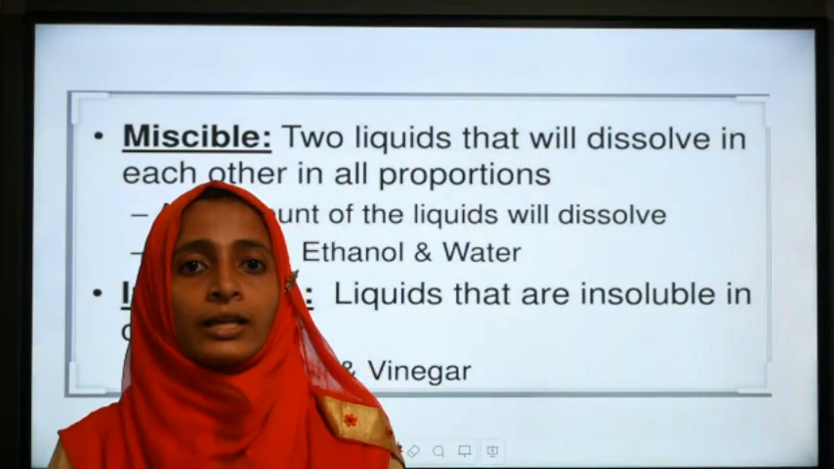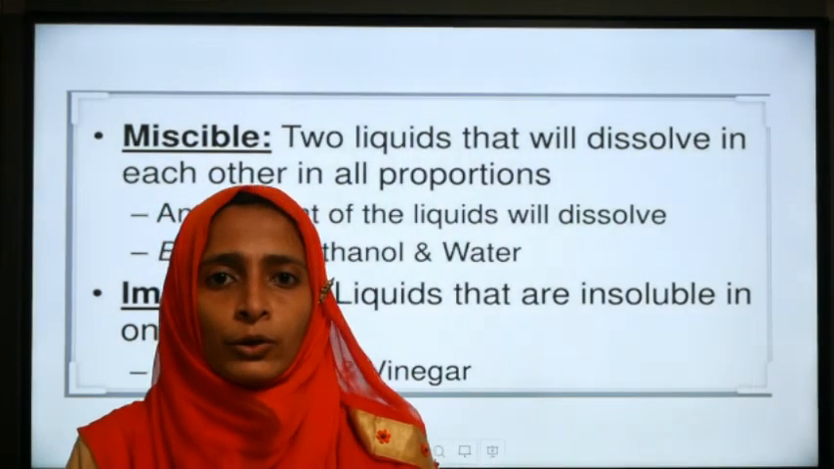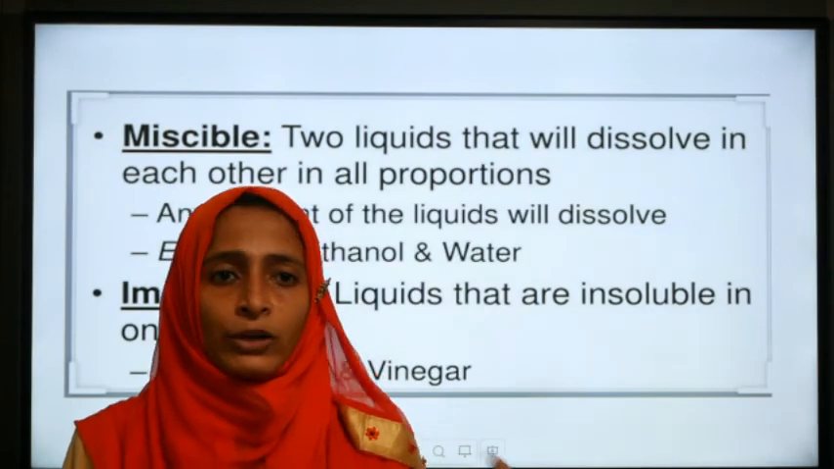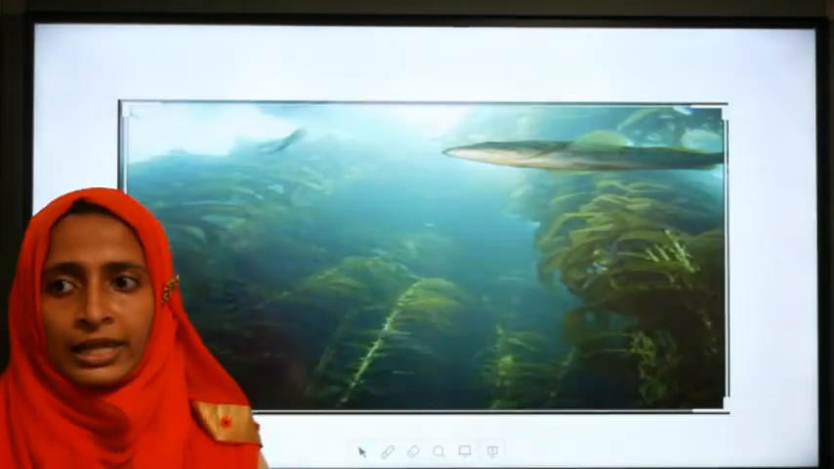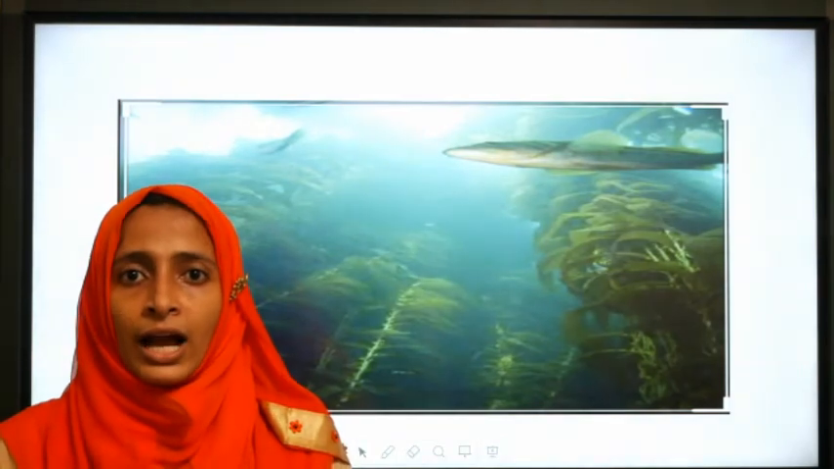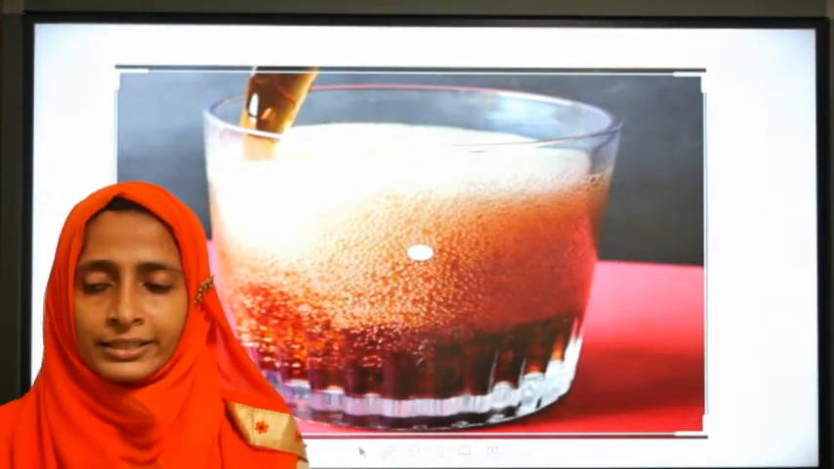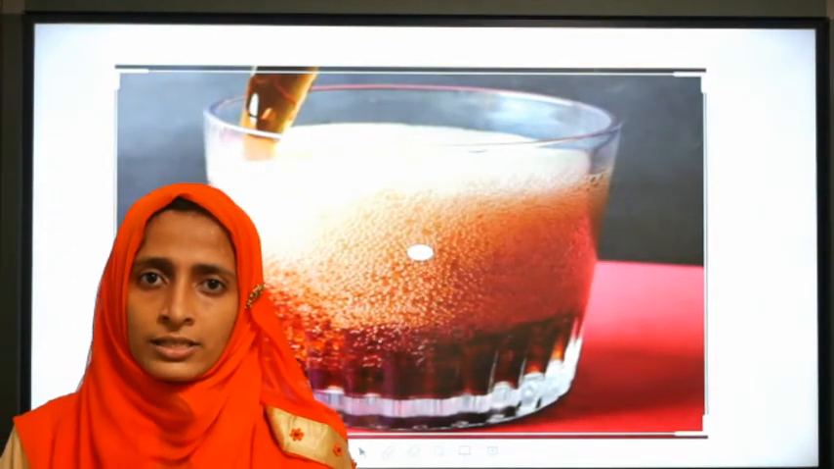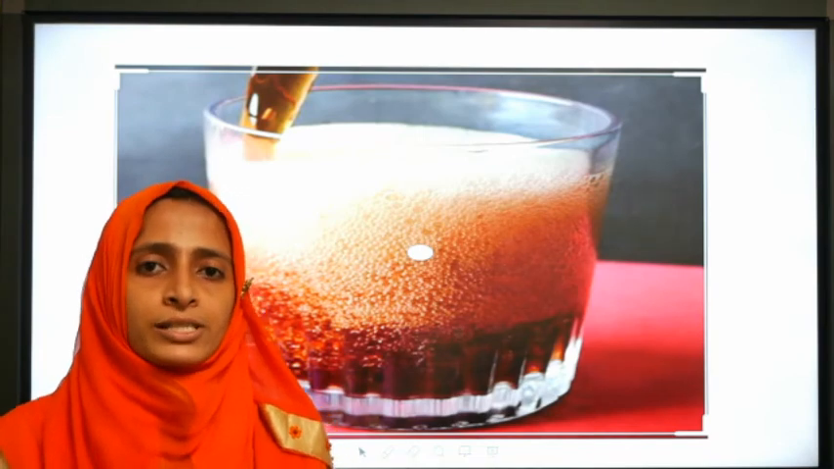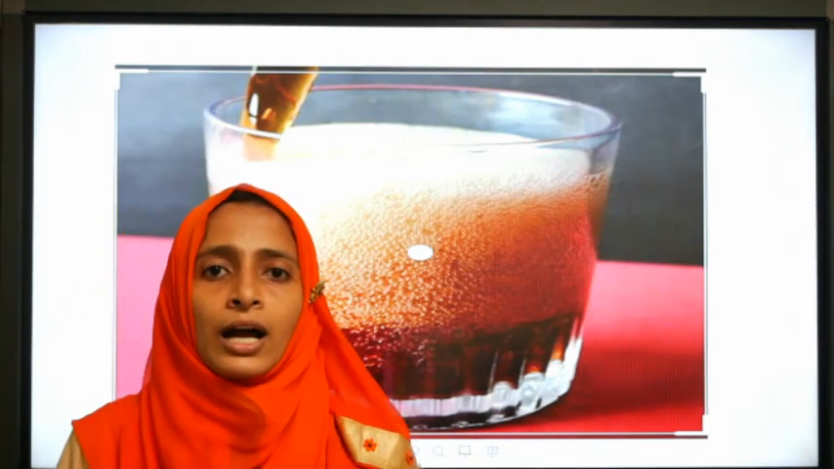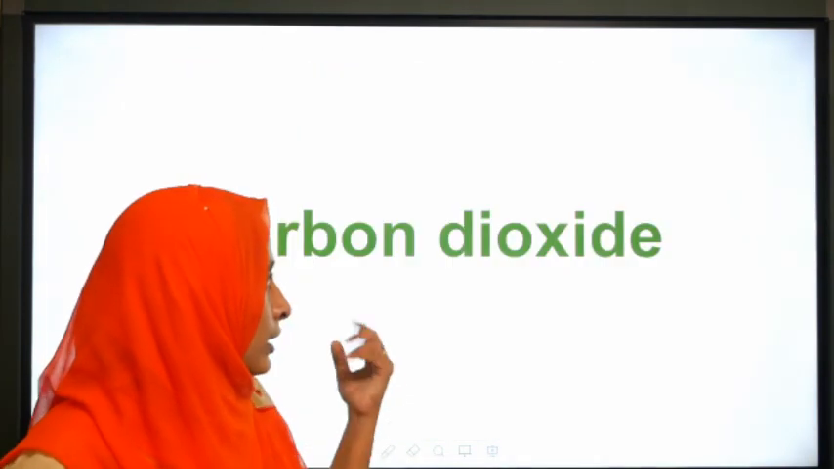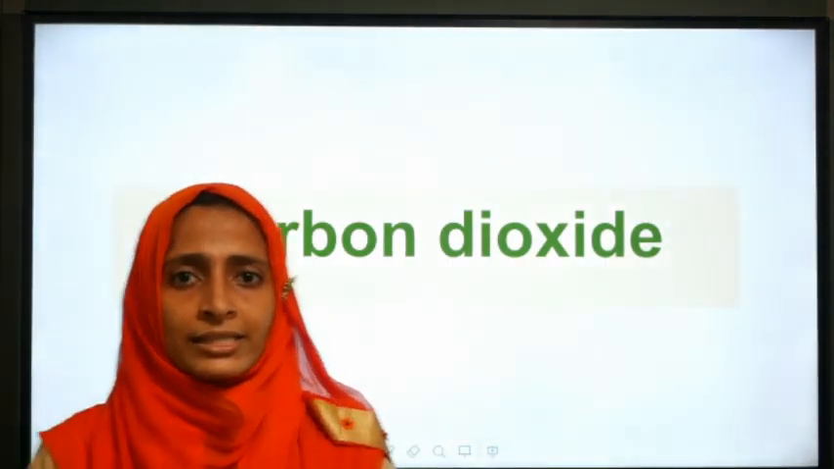That is why there is life in water. That is, aquatic organisms are living because they are breathing or taking in the dissolved oxygen from water. Not only in aquatic organisms, you are familiar with aerated drinks. Aerated drinks also contain gases, and the main gas present in aerated drinks is carbon dioxide. Okay, it is carbon dioxide.